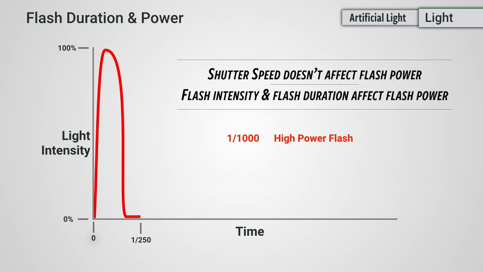And so your shutter speed doesn't affect your flash power. You could set this at 1/250th of a second or 1/30th of a second or 30 seconds. The flash ends up being the exact same power. The flash will be controlled by the power itself, and so flash duration is going to affect the flash power.